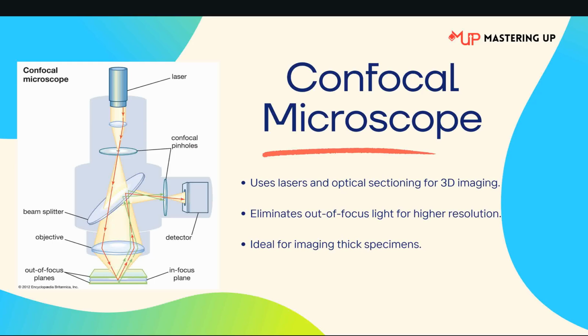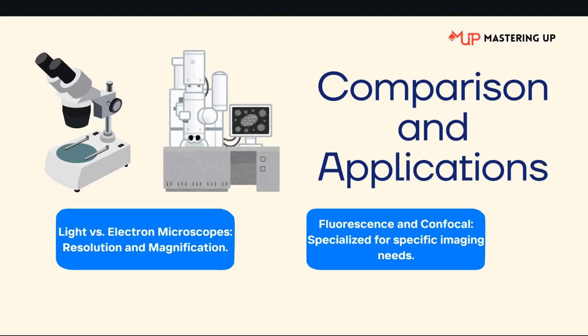Now let's see the comparison of microscopes and their application. Each microscope has its own strength and is suitable for different types of research. Light microscopes are perfect for observing living cells in real time, but their resolution is limited, while electron microscopes provide much higher resolution and magnification, allowing us to see the smallest cell structures, but they require special preparation and are not suitable for live specimens. Fluorescence and confocal microscopes, on the other hand, are specialized tools for visualizing specific cellular components in high detail and 3 dimensions. This makes them essential for molecular and cellular biology.